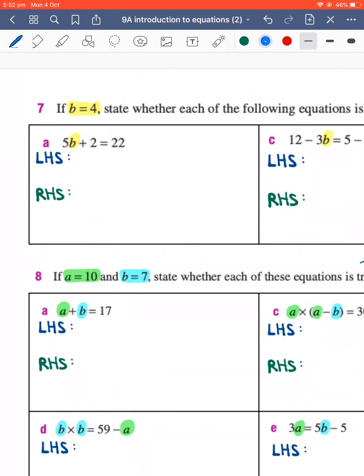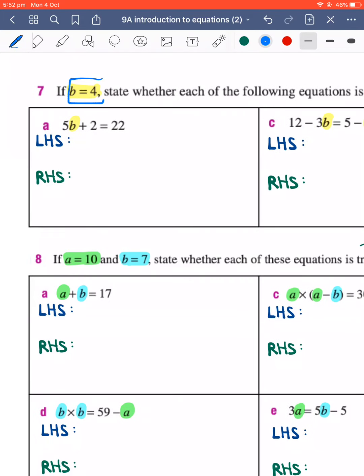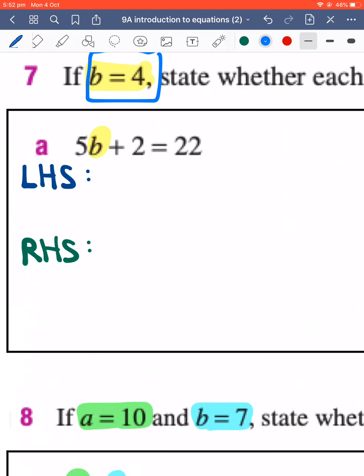Again, similar thing. I have a particular value for a pronumeral and I'm putting it into each of the statements. So, first one, my left-hand side is 5b plus 2. Then I substitute it in, so 5 multiplied by 4 plus 2. So 5 by 4 is 20, so 20 plus 2 is 22. So that's my left-hand side, and my right-hand side is 22.